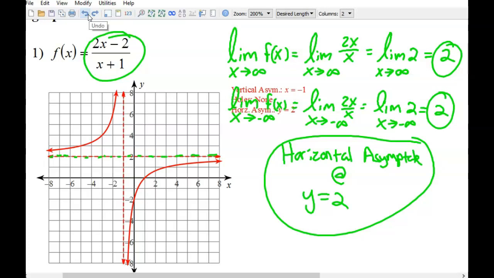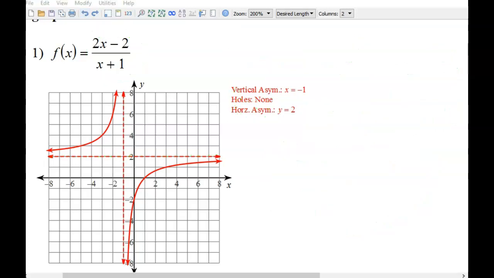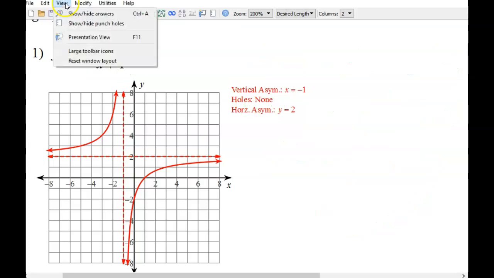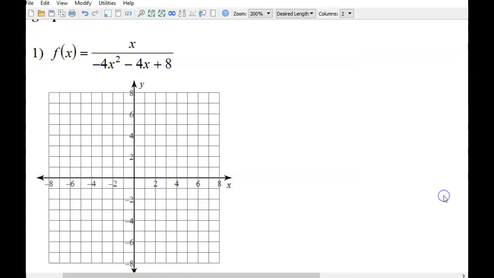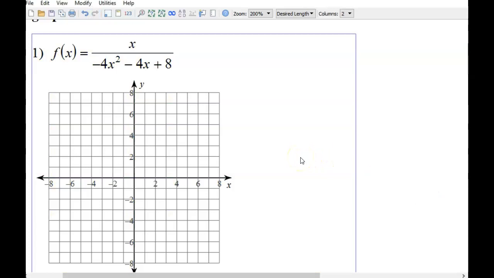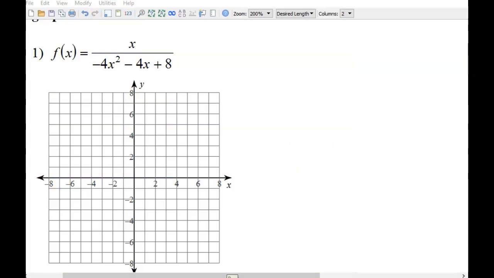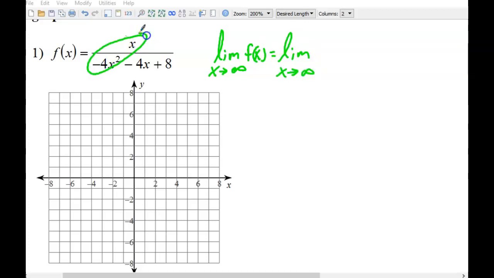All right, let's do another example. So at this point, I would hope you realize that we're going to start by saying, okay, the limit as x approaches infinity of f of x is equal to the limit as x approaches infinity of the first two terms only.